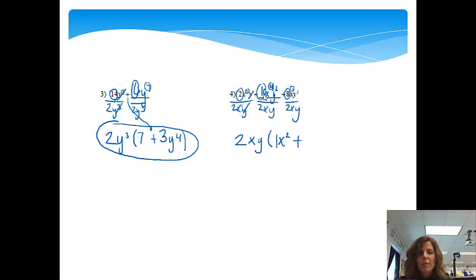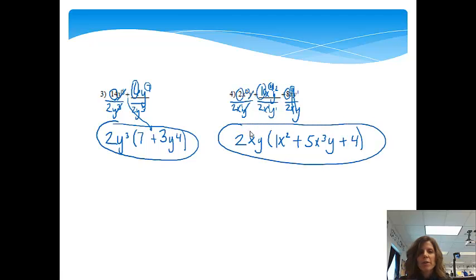Carry down my plus sign. Now the next part, 10 divided by 2 is 5. And then x to the 4 over x to the 1 is going to be x to the 3, because we're subtracting the exponents. And then y to the 2 over y to the 1, subtract them, we'll get y to the 1. Bring down that plus sign. Last part, 8 divided by 2 is 4. X divided by x, since they're both the same, they will cancel out. And y divided by y will cancel each other out. So that is my factored polynomial.